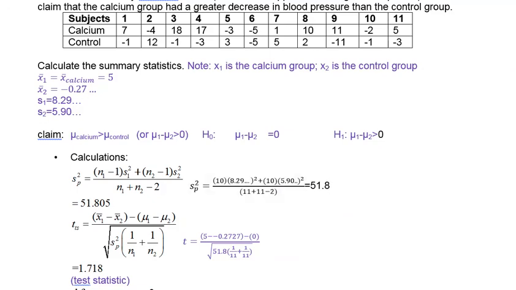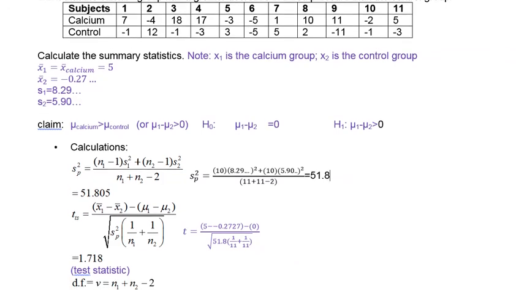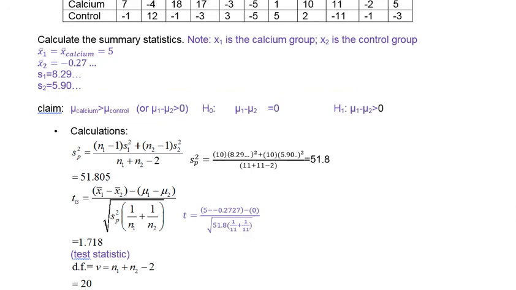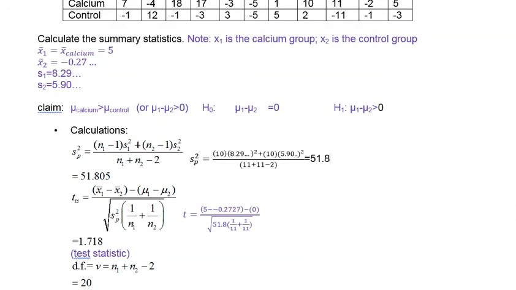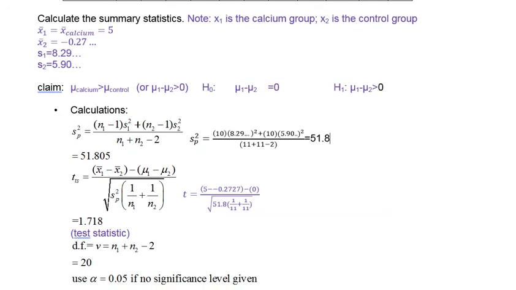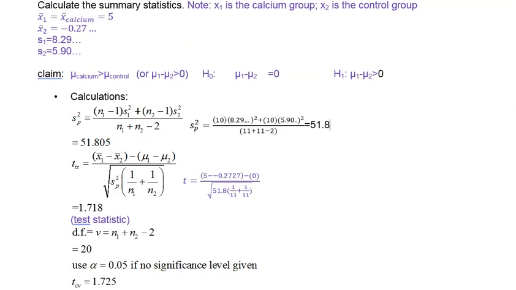Remember, on these ones, our degrees of freedom, we have to add up the two sample sizes and subtract 2. So 11 plus 11 minus 2 is going to give us 20. We weren't given a significance level, and generally speaking, when we're not given one, we use alpha equals 0.05. So that's going to be the middle column of our t-table. No, it's not, because this is not two-tailed. This is going to be the second column of our t-table. So we go down to 20, and we get a t-value of 1.725.